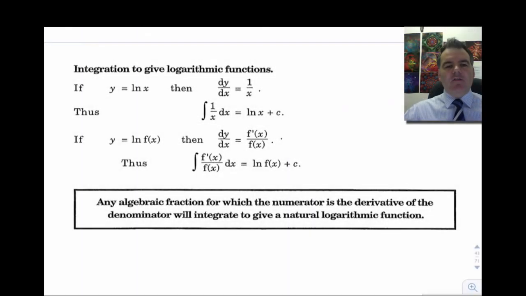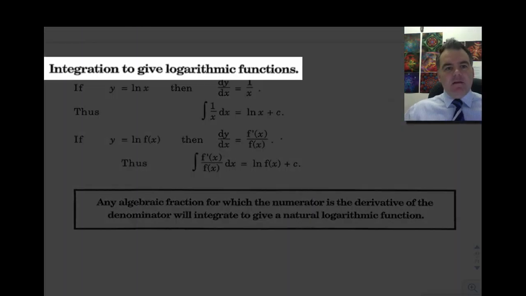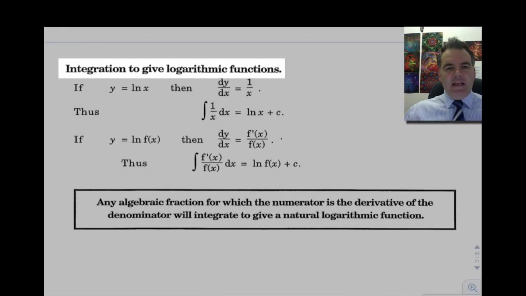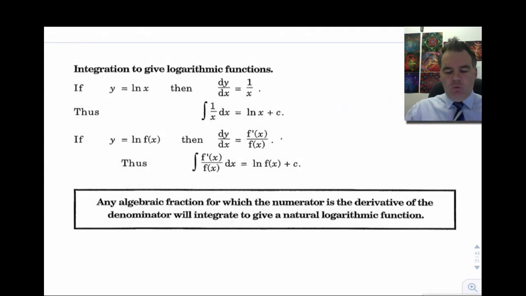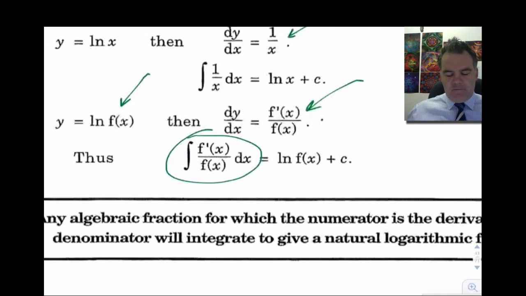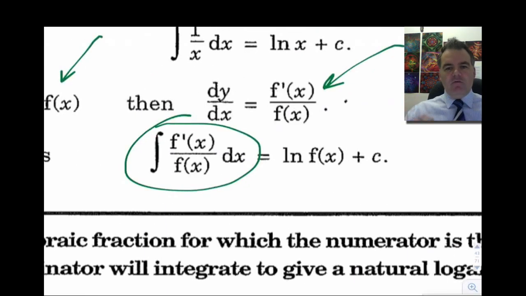Okay, so now for integration giving logarithmic functions. Same thing. Recall that when we had y equals ln x, then the derivative was 1 over x. And further to that, if we have ln f of x, then the derivative was the derivative over the original function. So working backwards now, if we have functions in this form here, derivative over original, the integral of that function is ln of the function on the bottom line. That's a really important one to remember, and you'll see me do a few examples using that form there.